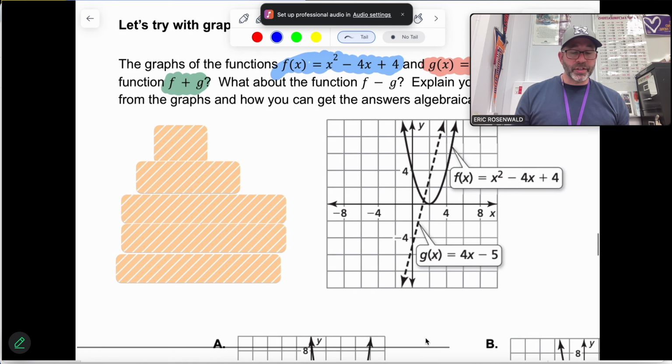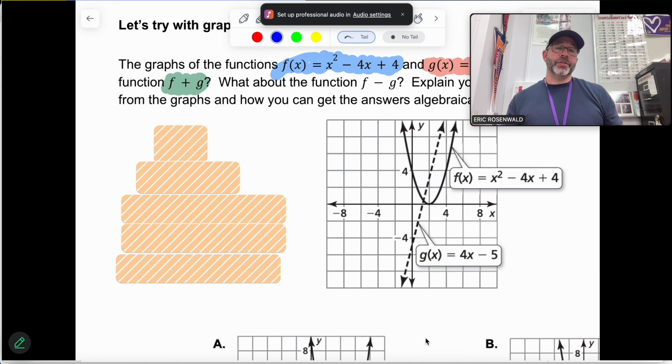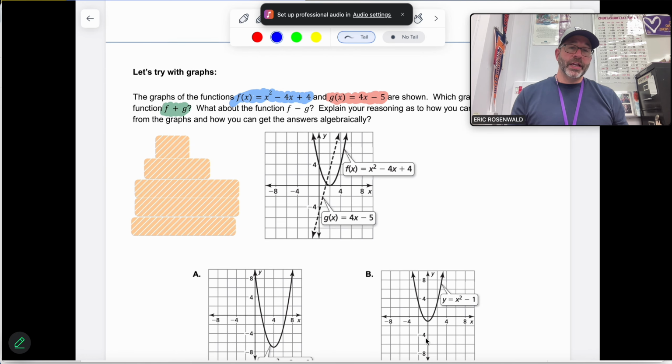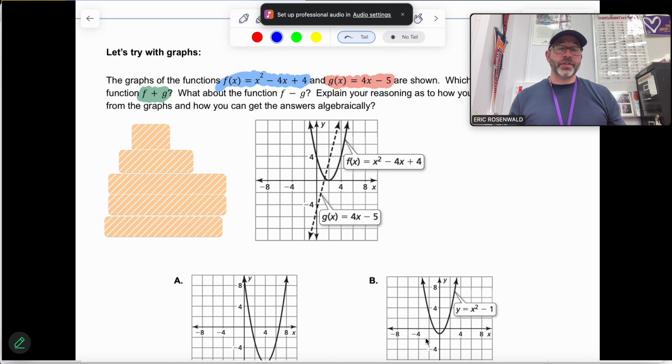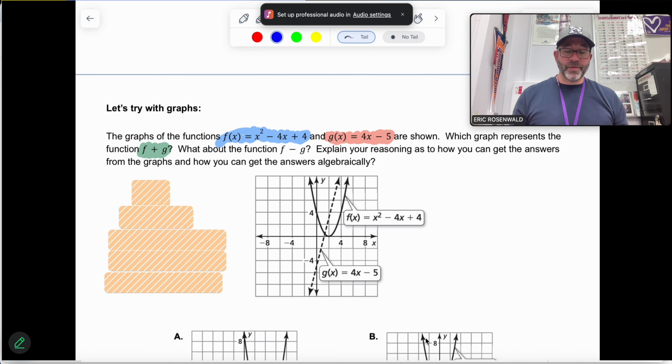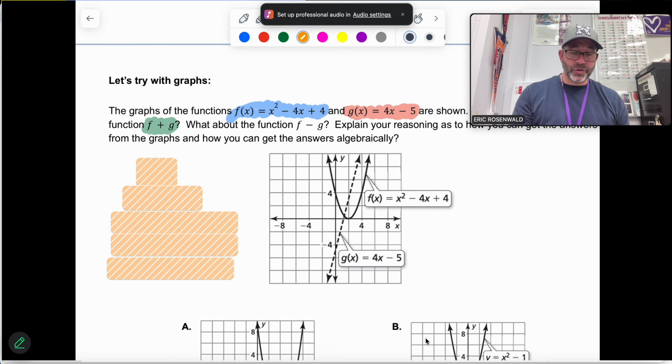In this problem, we're asked to look at a graph and figure out which one of these graphs down below is f plus g of x, and which one down below is f minus g of x. So we have two different equations going on here. We have f plus g and f minus g. Let's just start and see what happens.